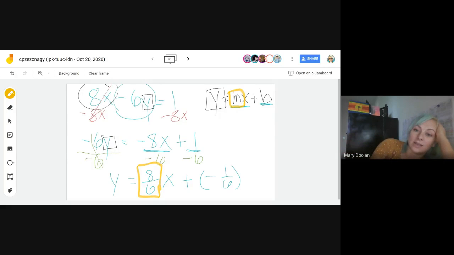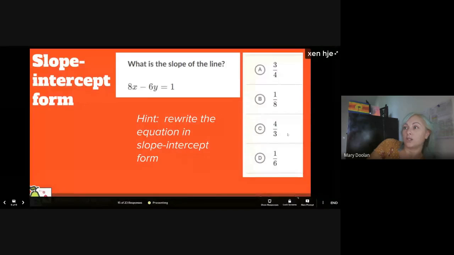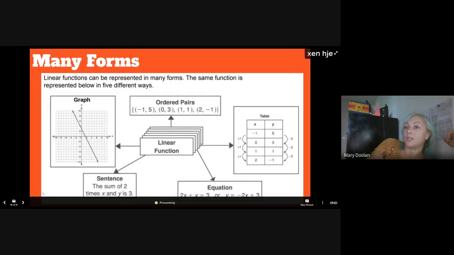So I've got to think. 8/6, if I simplify it, I could divide 2 out of the numerator and the denominator. Well, this is kind of a cool pen. It looks like a marker. 8 divided by 2 is 4, and then 6 divided by 2 is 3. So my slope is actually 4/3. So the correct answer is C, 4/3. Back on our slide, C.